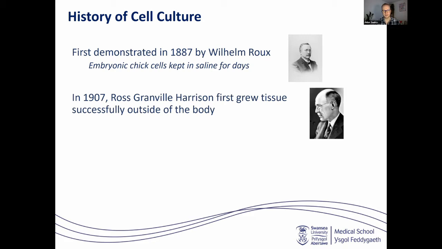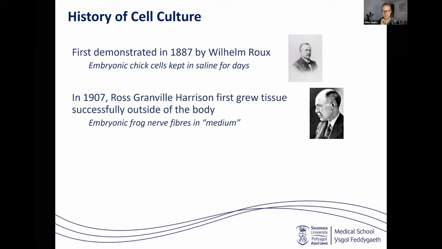So then in 1907, Ross Harrison grew tissues successfully outside of the body and managed to grow embryonic frog nerve fibers, so nerve cells responsible for those electrical currents passing through to activate muscles and to allow us to perceive our environment. Ross Harrison was able to grow these in media, essentially a lovely salty and sugary solution with everything that cells need to survive, and he managed to grow these frog nerve cells in a media environment.